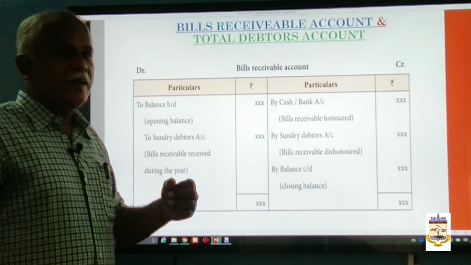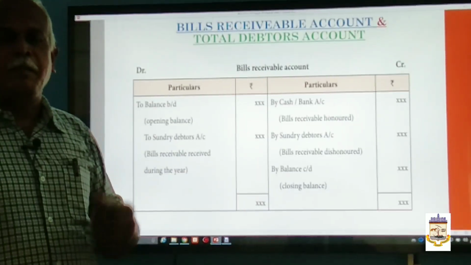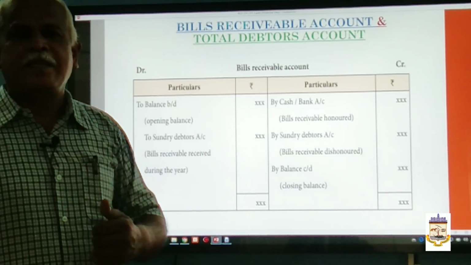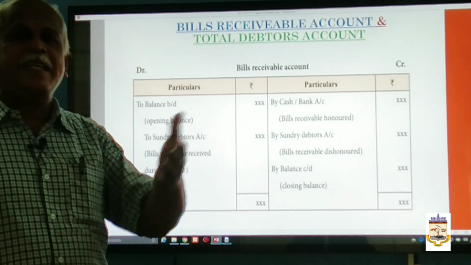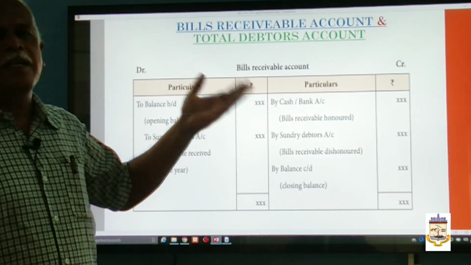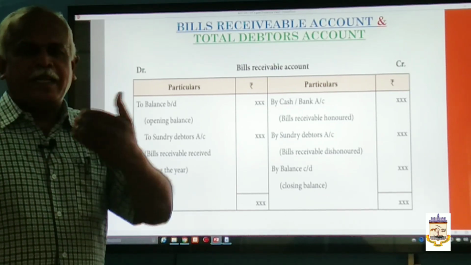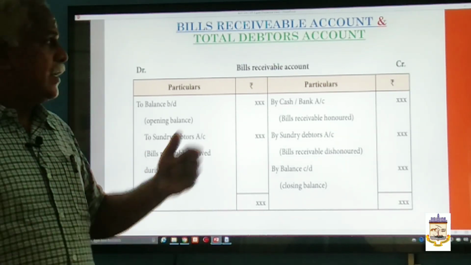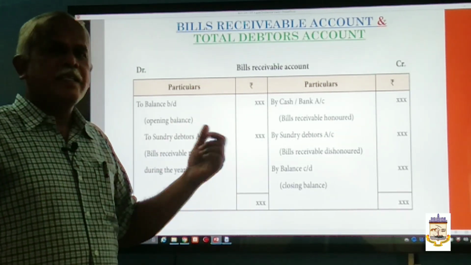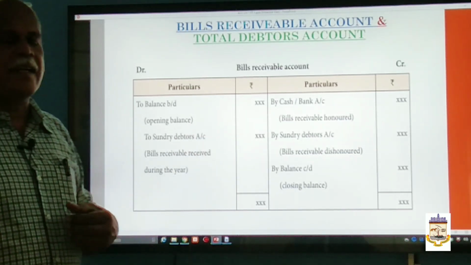Bill receivable account is integrated with the total debtors account because till he pays he is called a debtor, but if he signs a bill, if he accepts a bill, then it becomes a bill receivable for us. It's another way of getting the money or finance, that is bill receivable account. It is also equivalent to debtors account. Let us see what are the things it records.